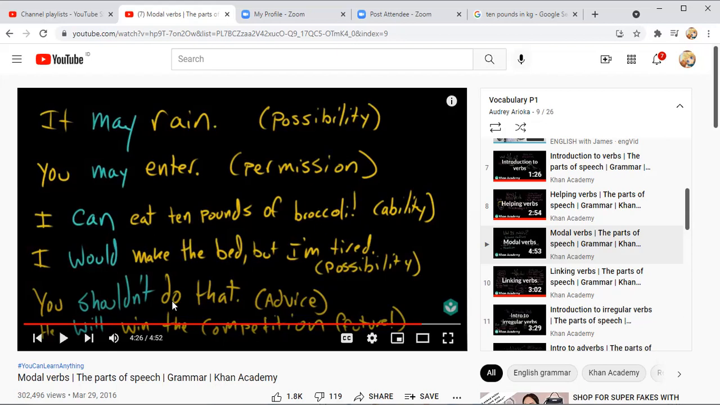And then you shouldn't do that, like advice. Jadi kan memberi suatu saran ya, like kamu seharusnya tidak melakukan itu.